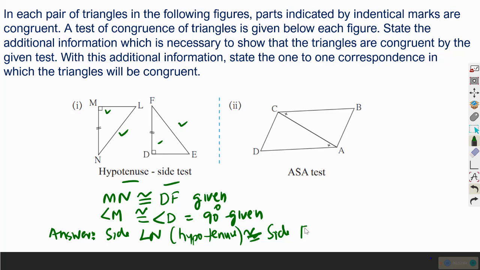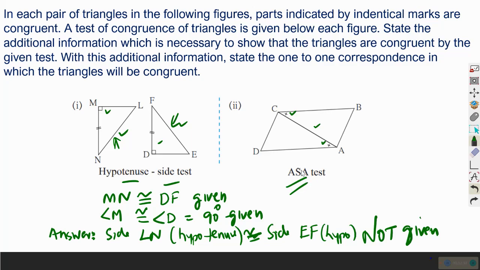Side EF, which is the hypotenuse again, is not given. This is the answer. For the hypotenuse side test, the congruence of the hypotenuse is needed, but it is not given. What is here in this case? The test is ASA. ASA. Okay.